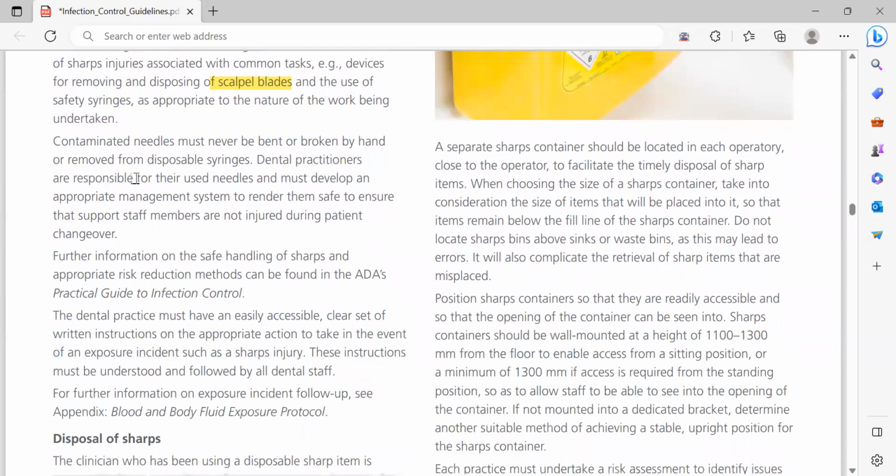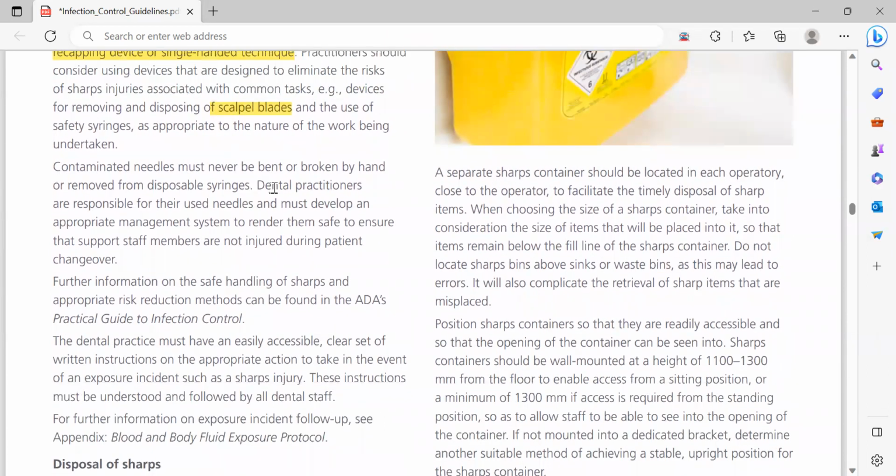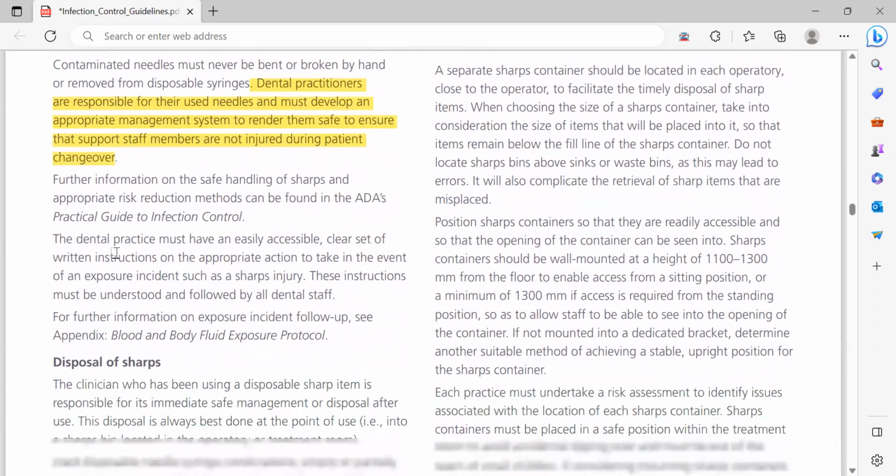Dental practitioners are responsible, so it is your duty to dispose of the needles, and you also need to develop an appropriate management system so that your staff members do not get injured. In the clinic, it is the dentist's duty to dispose of the needle and any sharp, because if any injury happens to your staff member, it is your responsibility. You would be the reason, or you would be in so much trouble if that happened.